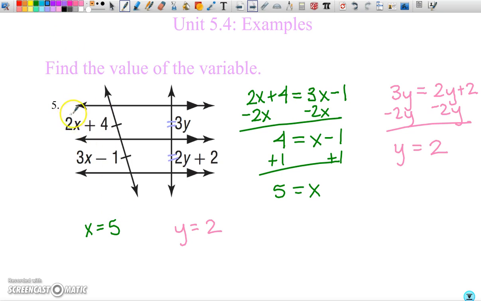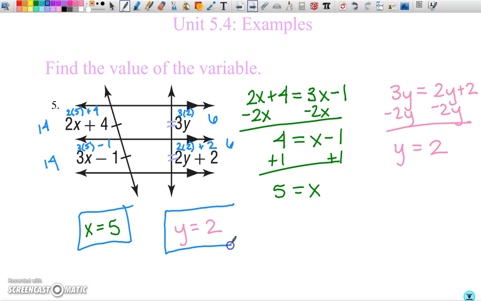Plug x in. 2 times 5 plus 4 gives you a total of 14. 3 times 5 is 15, and 15 minus 1 is 14. So we know for sure that x equals 5 is the answer. And then go ahead and plug in 2. 3 times 2 is 6, and 2 times 2 is 4, plus 2 is 6. And those match as well, so we are good.